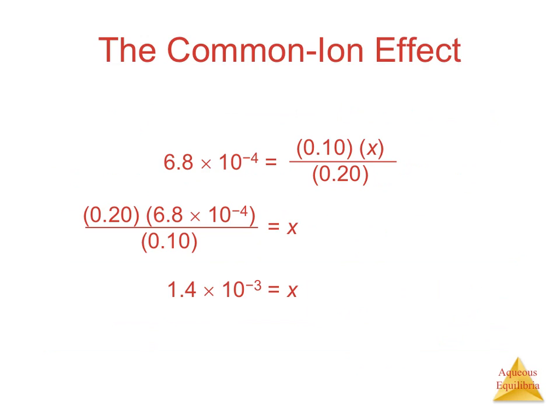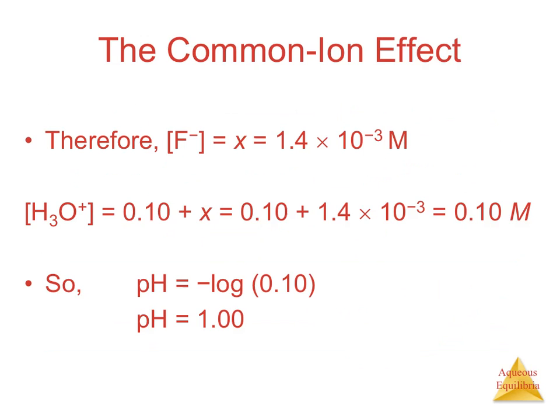Okay, so popping those numbers into my Ka expression, I get 6.8 times 10 to the minus 4 equals 0.1 times X divided by 0.2, and solving for X gives me 1.4 times 10 to the minus 3. Now this X is my F minus concentration, looking at the table again, going back 2 slides. So it's 1.4 times 10 to the minus 3 molar in F minus.